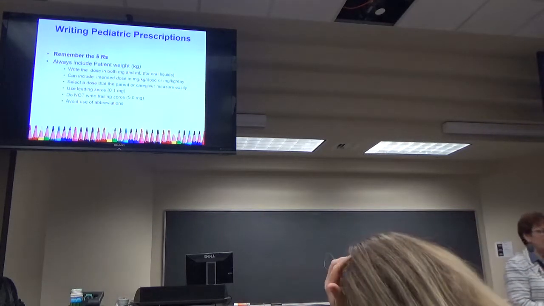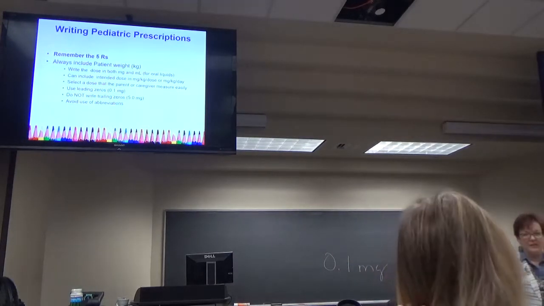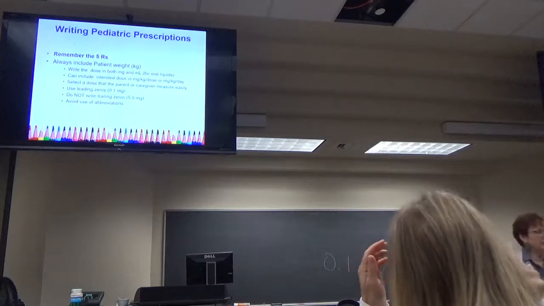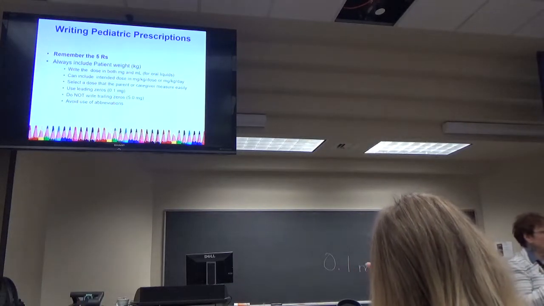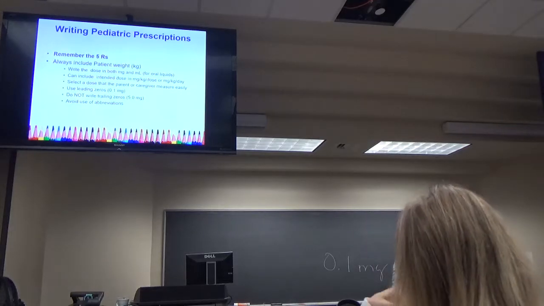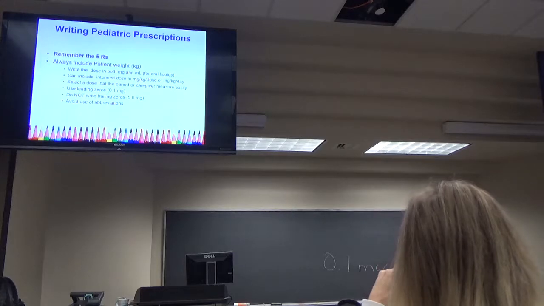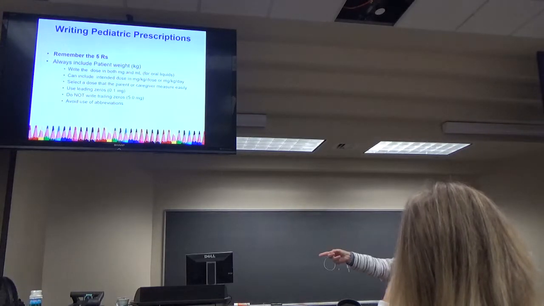Write the dose in milligrams and mLs. We've done that. If you're going to give 7 mLs, you write in parentheses 350 milligrams. It's a check for whoever's having to dispense it. I always have you write the intended dose in milligrams per kilogram, because I think it's another check. Here's how I got to this dose.